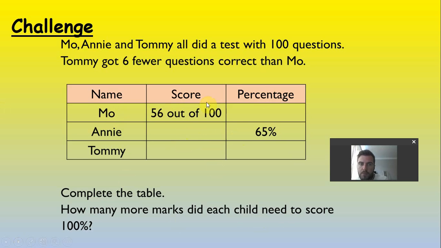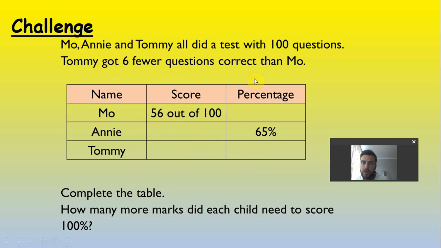So if we look at Mo, where's Mo's score? Out of 100, so what would his percent be? So you can write that one down. And then Annie, 65 percent, so that was a percent score. So what did she get out of 100? And then Tommy, we don't know what Tommy got, but we can work out based on the clue above. So we know that Tommy got 6 fewer questions correct than Mo. So look at what Mo got. Tommy got 6 less questions right. So if you subtract 6 from here, you will get Tommy's score. Can you then write that as a percentage?